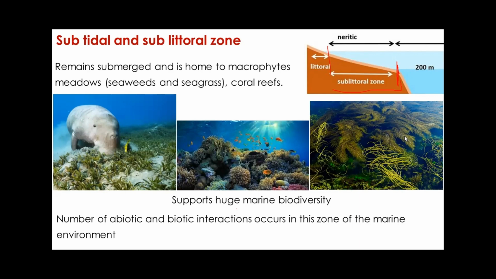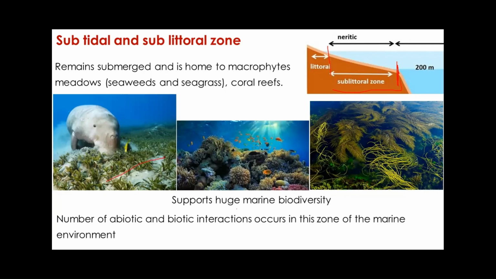The reason is this particular zone is made up of macrophyte meadows. Macrophytes is a combined term for the seaweeds and the seagrasses. So all the seaweed and seagrass meadows are there in this zone, and the most productive ecosystem, the coral reefs, are also present in this ecosystem. Here you can see three examples.